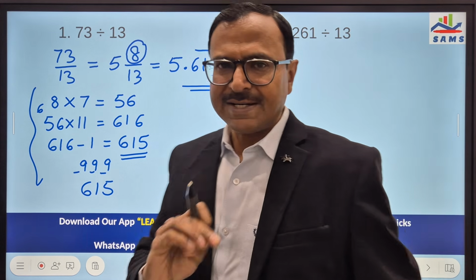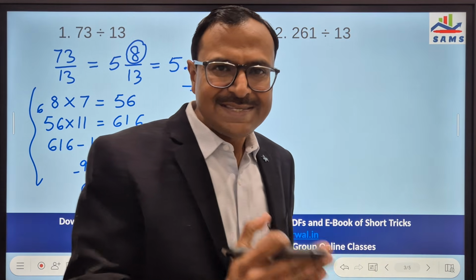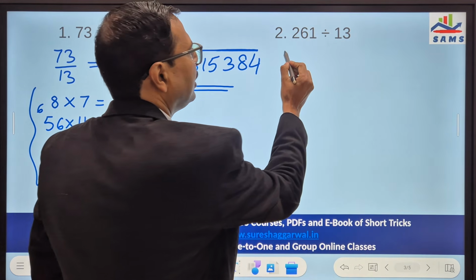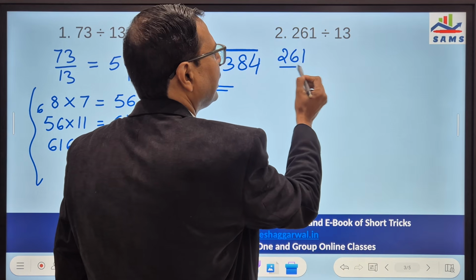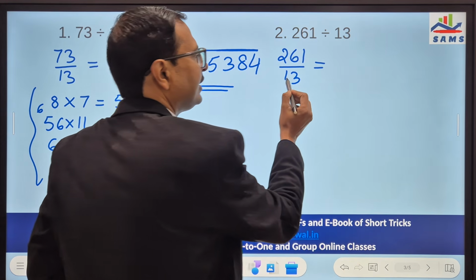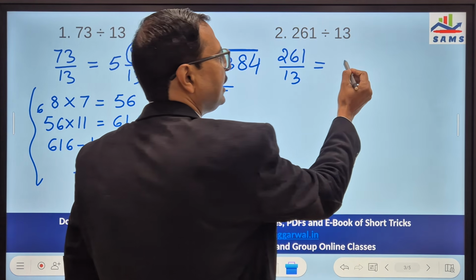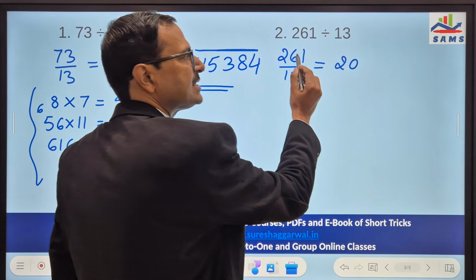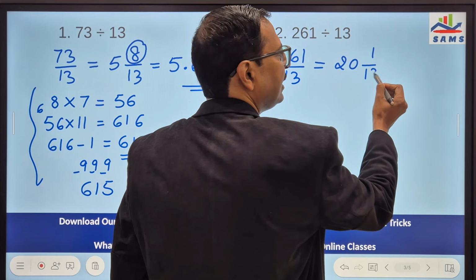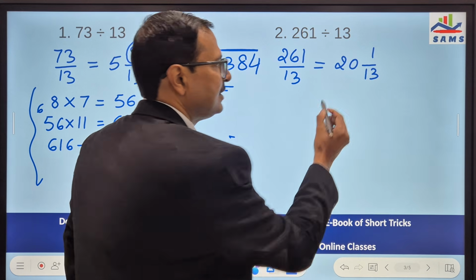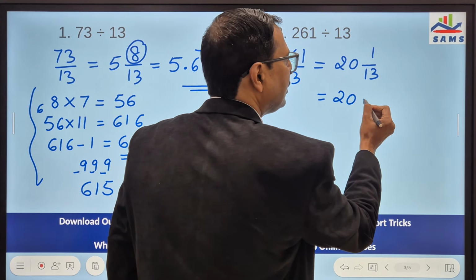Let's try and understand this in an easier manner. So you have 261 upon 13. Now 13 10 times is 130, 13 20 times is 260. So you have a 1 upon 13. Now this is very easy. So 20 point something will be your answer.